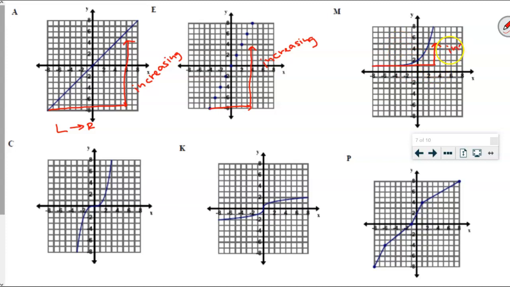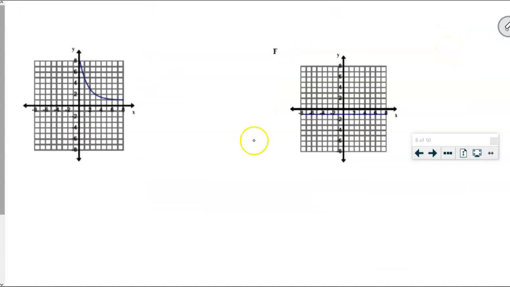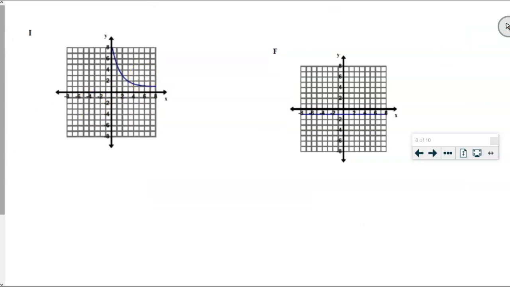It is increasing. So this really solidifies this when I can see I, which was labeled as decreasing, because as I read it from left to right, I go to the leftmost part of the graph, which is all the way over here. And as I go from left to right, which direction is it going? Down. That makes that decreasing.